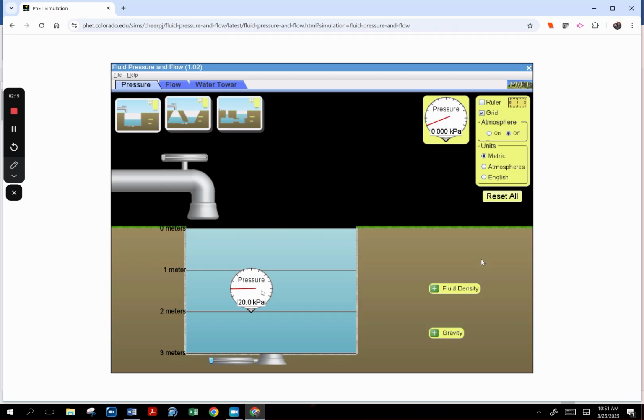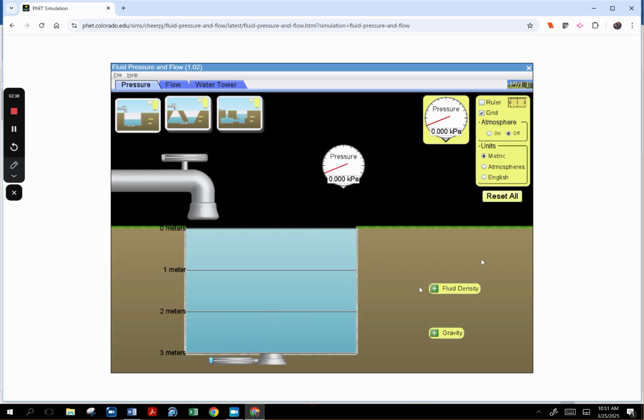And then if I triple the depth, guess what? Well, the app breaks, but you can imagine it's triple the pressure. So depth is directly related to the pressure.